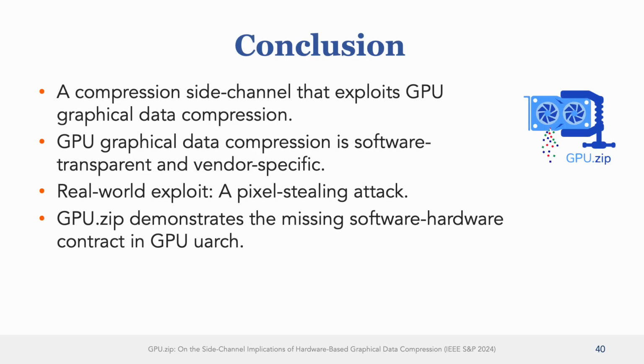With that, I would like to conclude my talk. Inside this talk, we introduce a compression side channel that exploits GPU graphical data compression, different from all prior side channels that focus on software-visible and publicly known compression algorithms. GPU graphical data compression is software transparent and vendor-specific. We show this side channel is exploitable in the real world by demonstrating a pixel stealing attack.